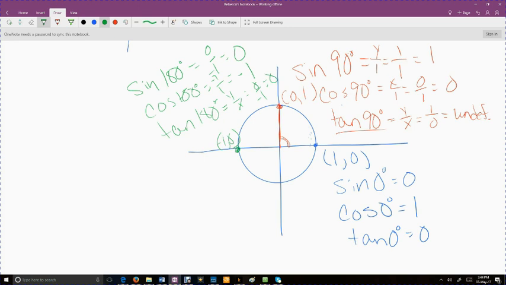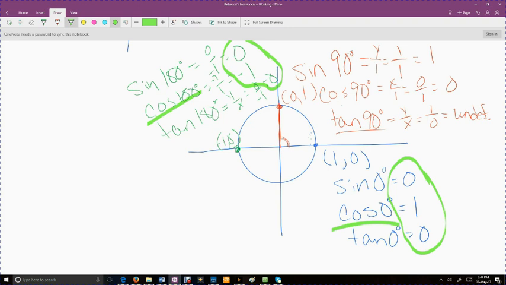Okay, so you'll notice that these are very similar values to here, right? Except that our cosine is negative. Because remember, we're always measuring our angles from the x-axis.